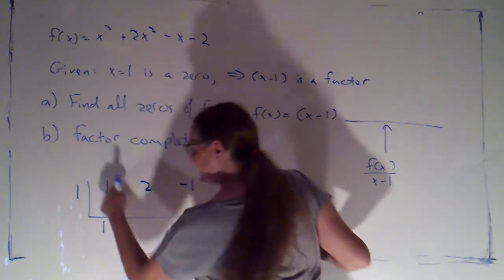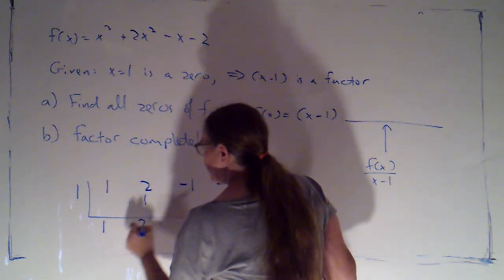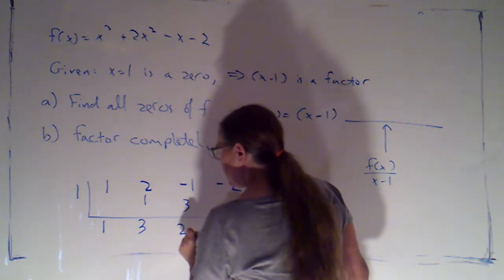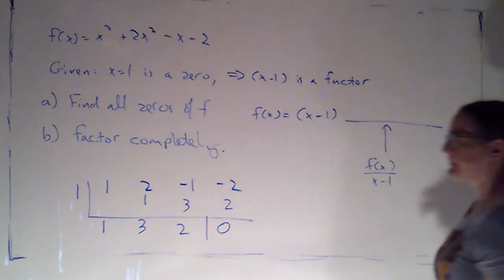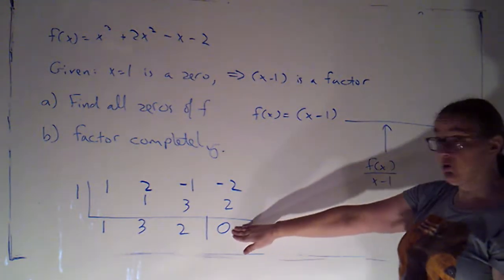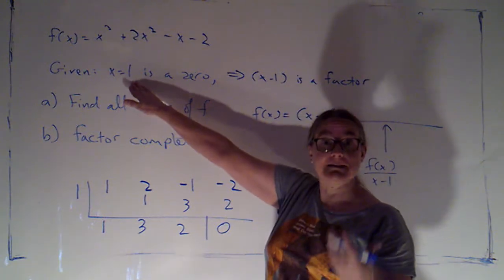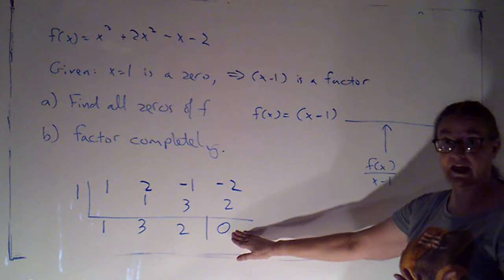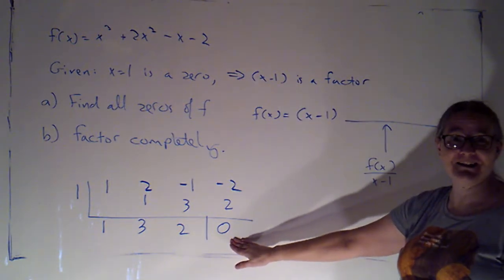All right, so I copy this 1, and now we multiply and add. 1 times 1 is 1, plus 2 is 3. Times 1 is 3, minus 1 is 2, times 1 is 2, plus negative 2 is 0. Excellent. Now, I knew I should get 0 here because I was told that x equals 1 is a 0. So I knew my remainder should be 0 because that's going to equal f of 1. And I knew that x minus 1 was a factor, so it had to divide in evenly.